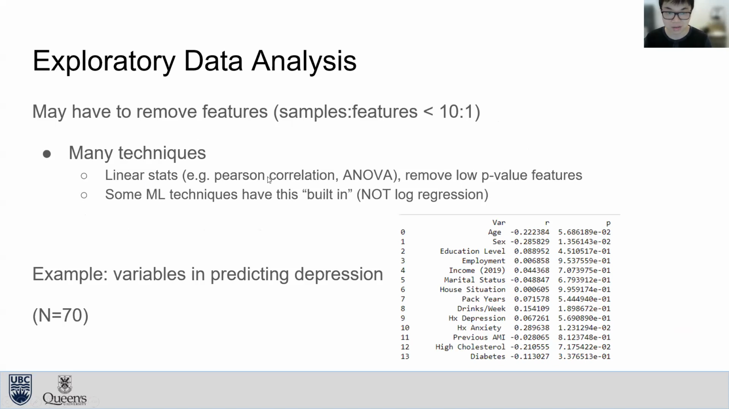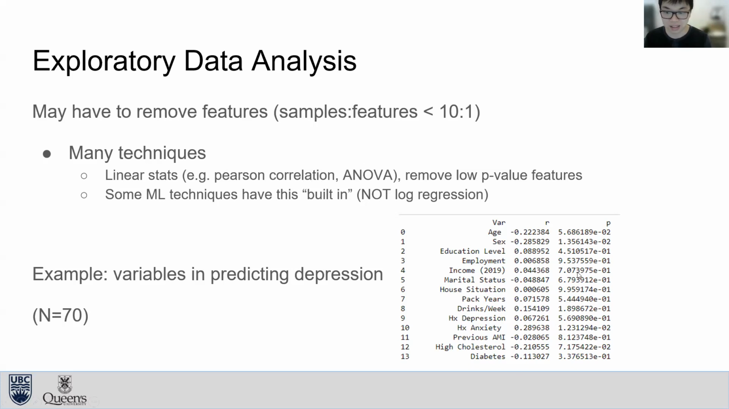There are a lot of other techniques to do this. Some people like to do an ANOVA analysis or a Pearson correlation and remove the low p-value features. Some machine learning techniques have this built in, like neural networks or random forest. The way they optimize, they sort of decrease the weight of the irrelevant features, but some don't, like logistic regression. And my advice is to not rely on the built-in optimization of these models.